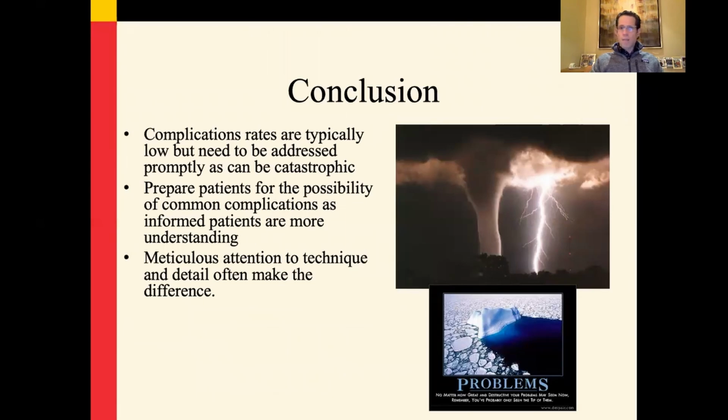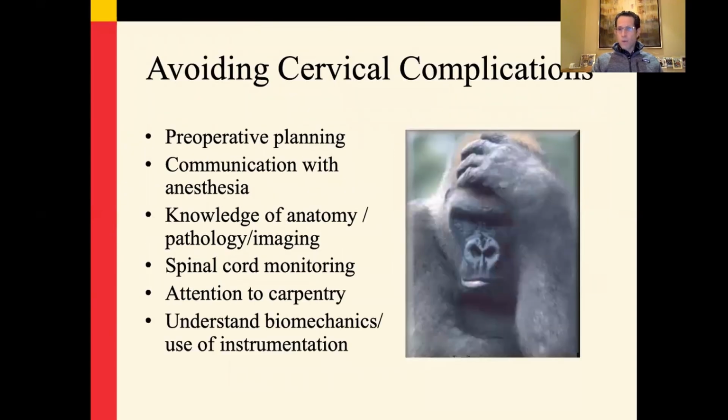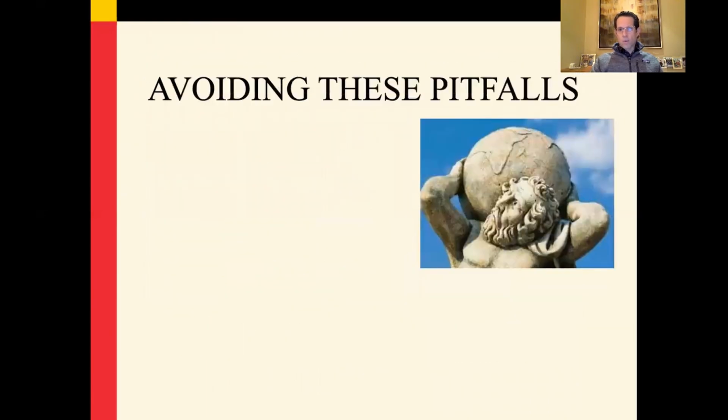So in conclusion, complication rates are typically low, but need to be addressed because they can be catastrophic. Prepare your patients for the problems that may exist. A more informed patient is more understanding. Meticulous attention to detail can make the difference. Preoperative planning, communication with anesthesia, knowledge of the anatomy, spinal cord monitoring, and understanding of the mechanics are important.